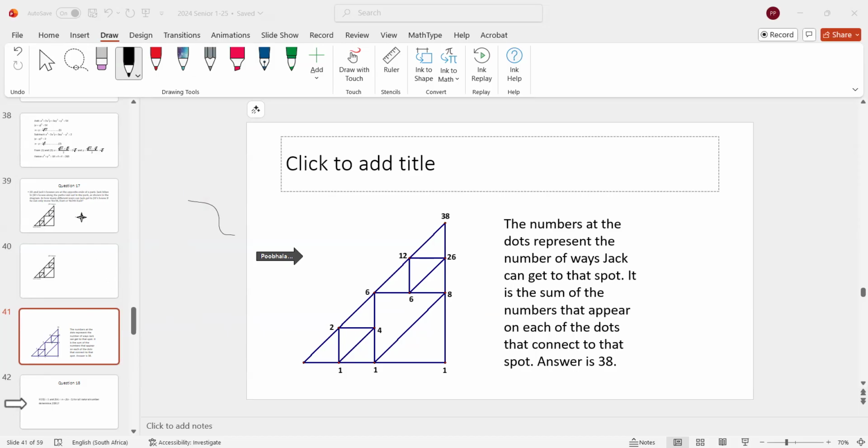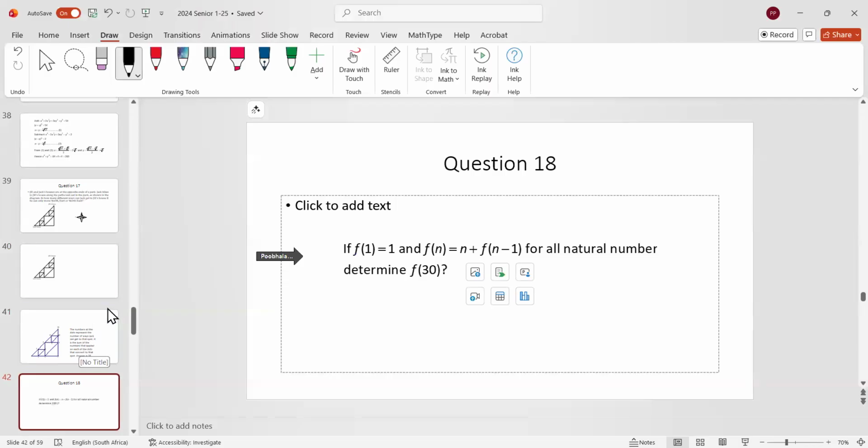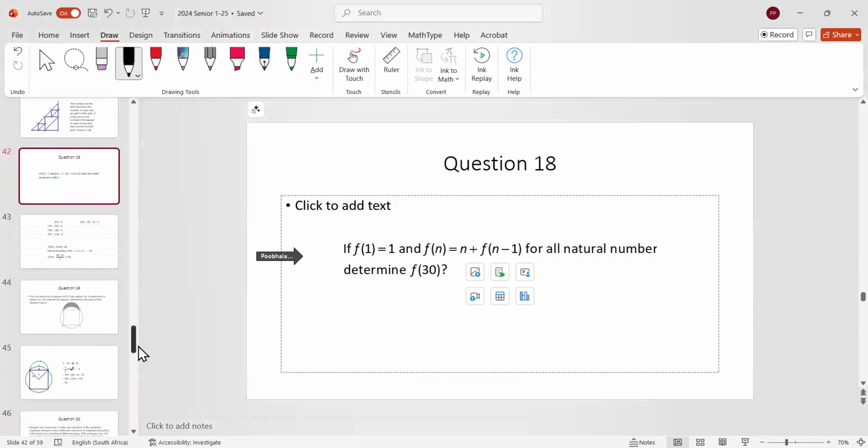You can just check that. I did not, I made some miscalculation. Let's now go to question 18. Question 18 says f of 1 is equal to 1. F of n is equal to n plus f of n minus 1 for all natural numbers. And you're asked to determine what is f of 30. Okay, so let's have a look at this. This is what you call a functional equation.